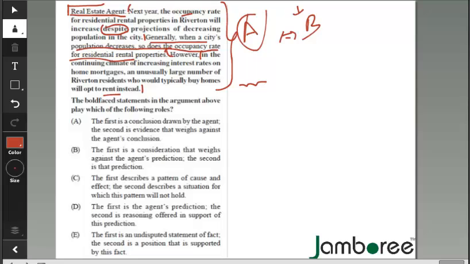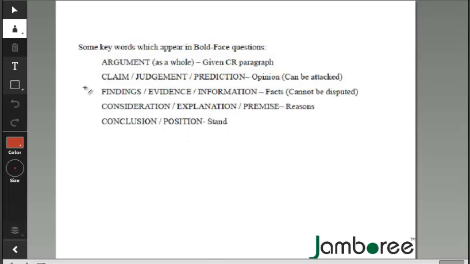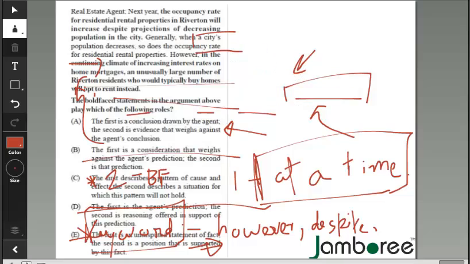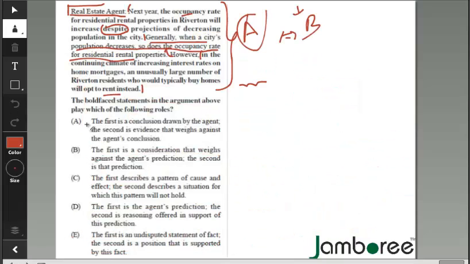Eliminate by using these keywords that we talked about. These ones, right? This will be the easiest way to eliminate. So let's go. The first is a conclusion. Okay, it can be a conclusion. I'm not saying it is what he believes in, so I'm not eliminating this. The first is a consideration. Okay, well, it can be a reason also.